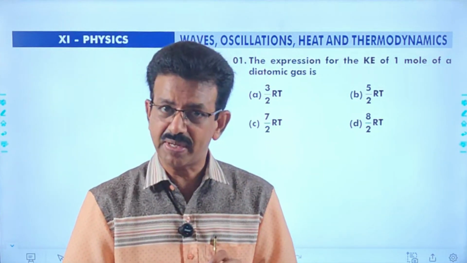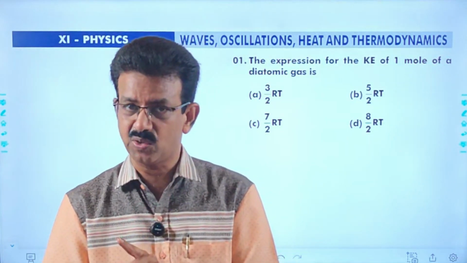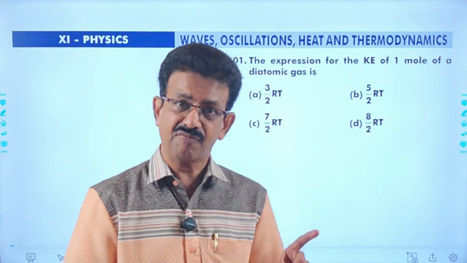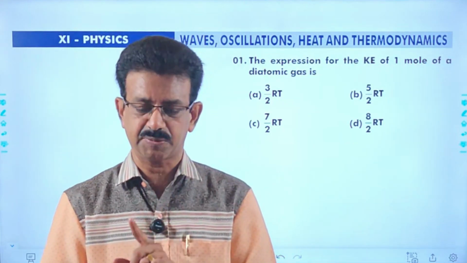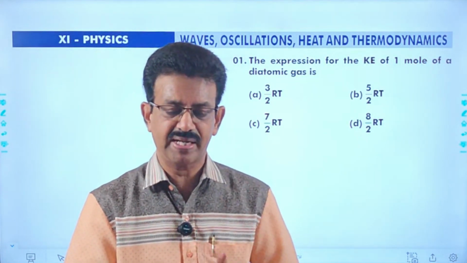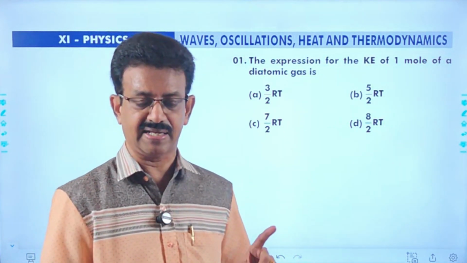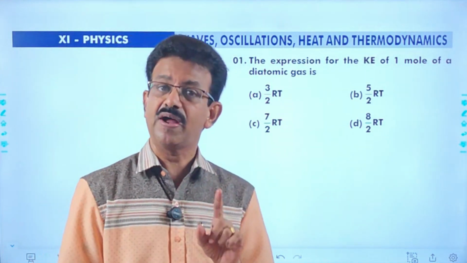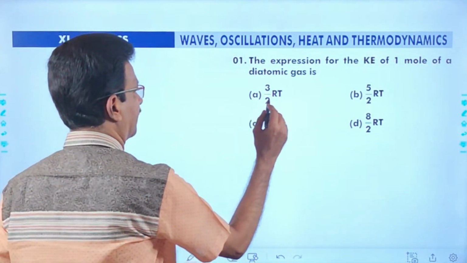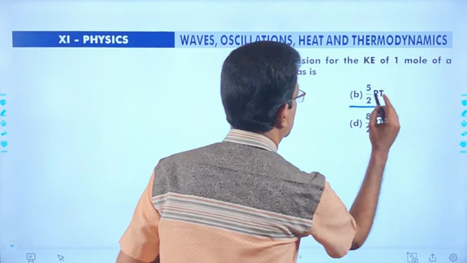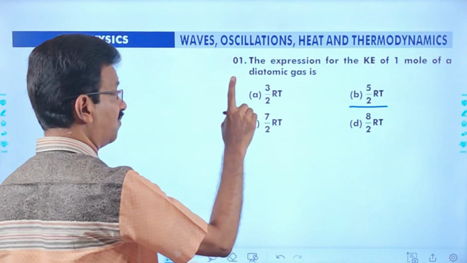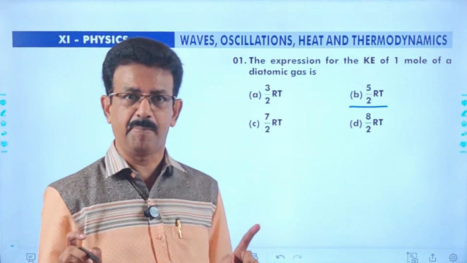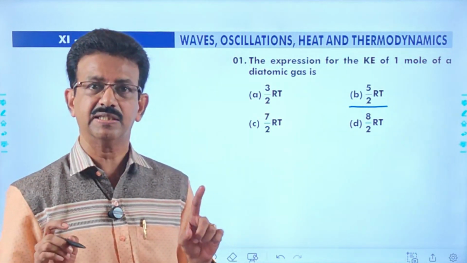Therefore, for a monatomic gas, K per mole is 3 by 2 RT. For a diatomic gas, K per mole is 5 by 2 RT. And for a triatomic gas, K per mole is 6 by 2 RT. Here, the expression for the kinetic energy of 1 mole of a diatomic gas, the answer is 5 by 2 RT. Therefore, the correct choice is B. For the first question, the correct answer is choice B.